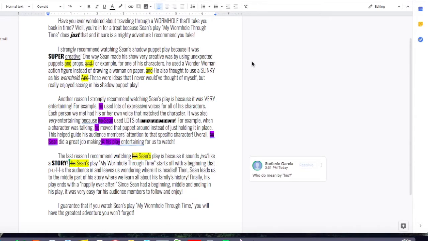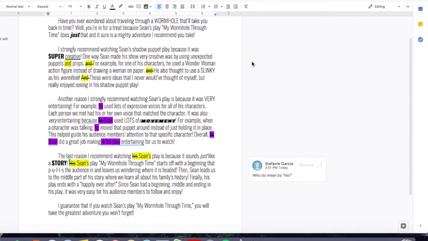I strongly recommend watching Sean's shadow puppet play because it was super creative. One way Sean made his show very creative was by using unexpected puppets and props. For example, for one of his characters, he used a Wonder Woman action figure instead of drawing a woman on paper. He also thought to use a slinky as his wormhole. These were ideas that I never would have thought of myself, but really enjoyed seeing in his shadow puppet play.